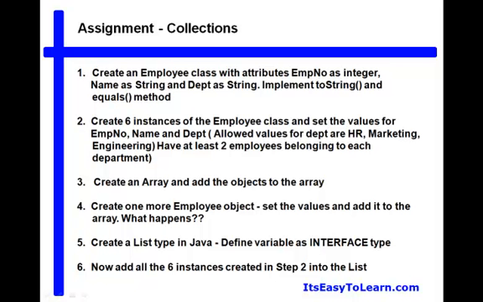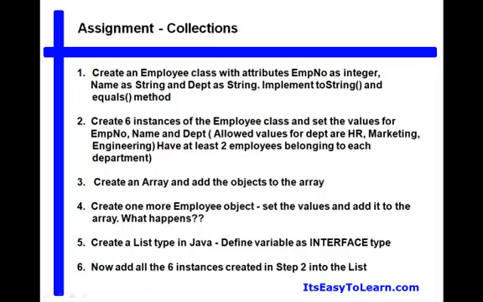Create an array and add objects to the array. Create one more employee object. Set the values added to the array. What happens? Create a list in Java. Define variable as interface type. Define it as list, name of the list equal to new array list. Do not define it as array list, name of the list equal to new array list.